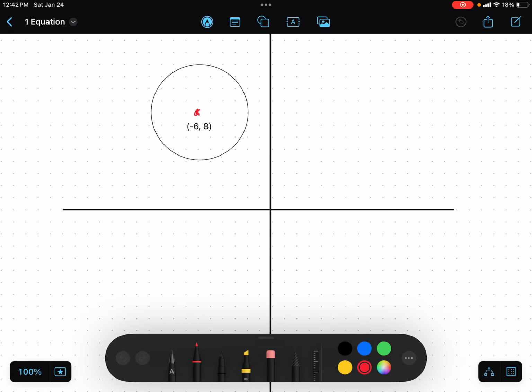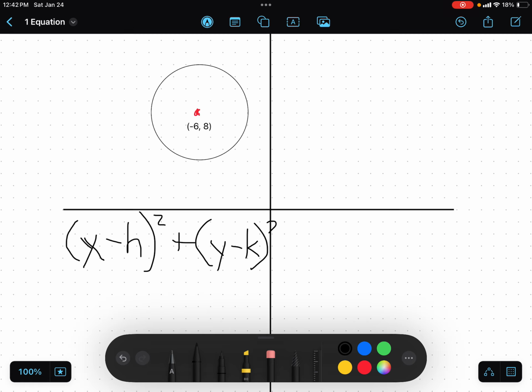So the main formula for the equation of a circle is (x minus h) squared plus (y minus k) squared equals r squared. Well, what do all of those letters mean? Well, x, y is just a point on the circle, x comma y, any point on that circle.